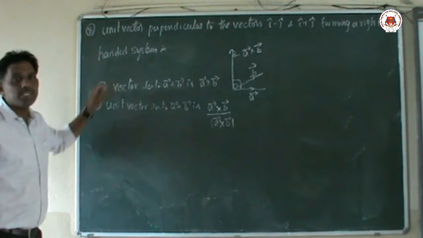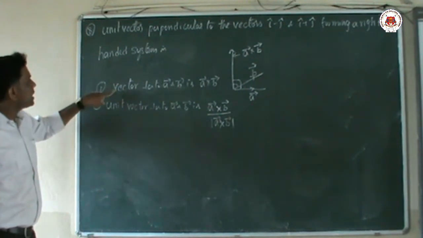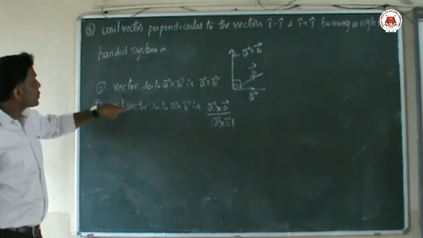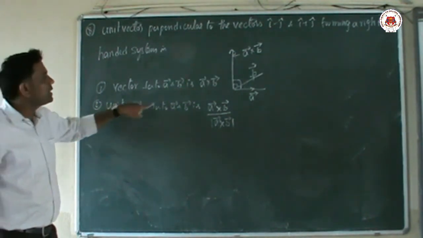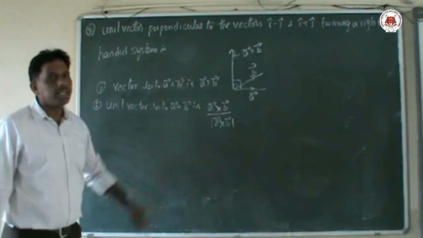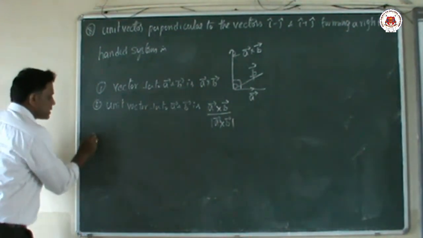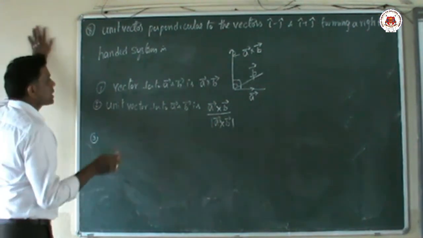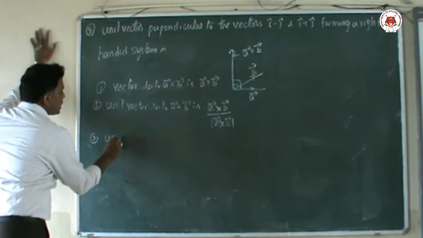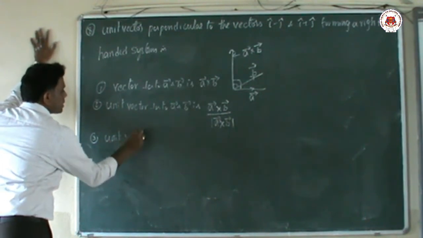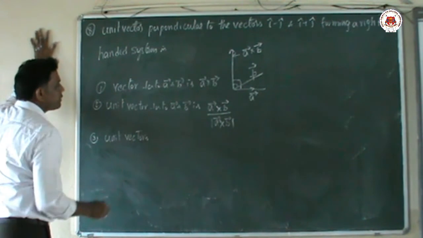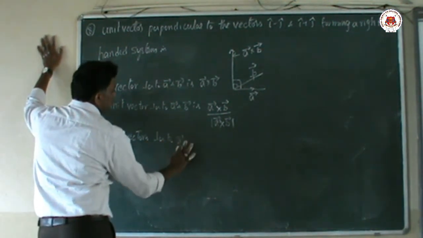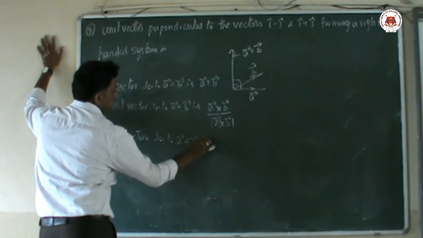Children, these both questions are the same. What is the difference? Here he is asking only for a vector, and the vector is A cross B. Here he is asking for a unit vector. Unit vector means A cross B by mod of A cross B. Now the third one also represents the same question, but the way of asking is different. The third point is unit vectors perpendicular to vector A and vector B.